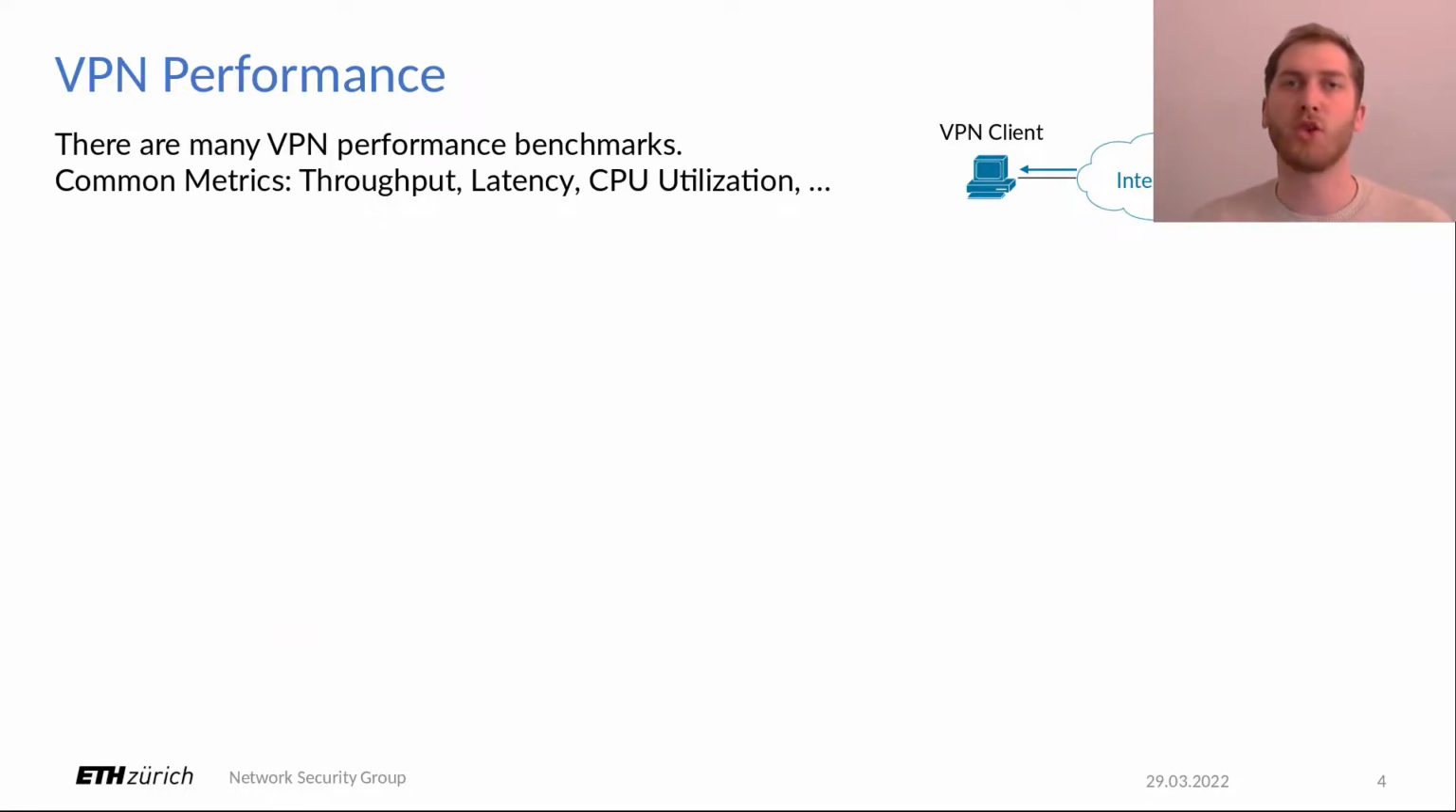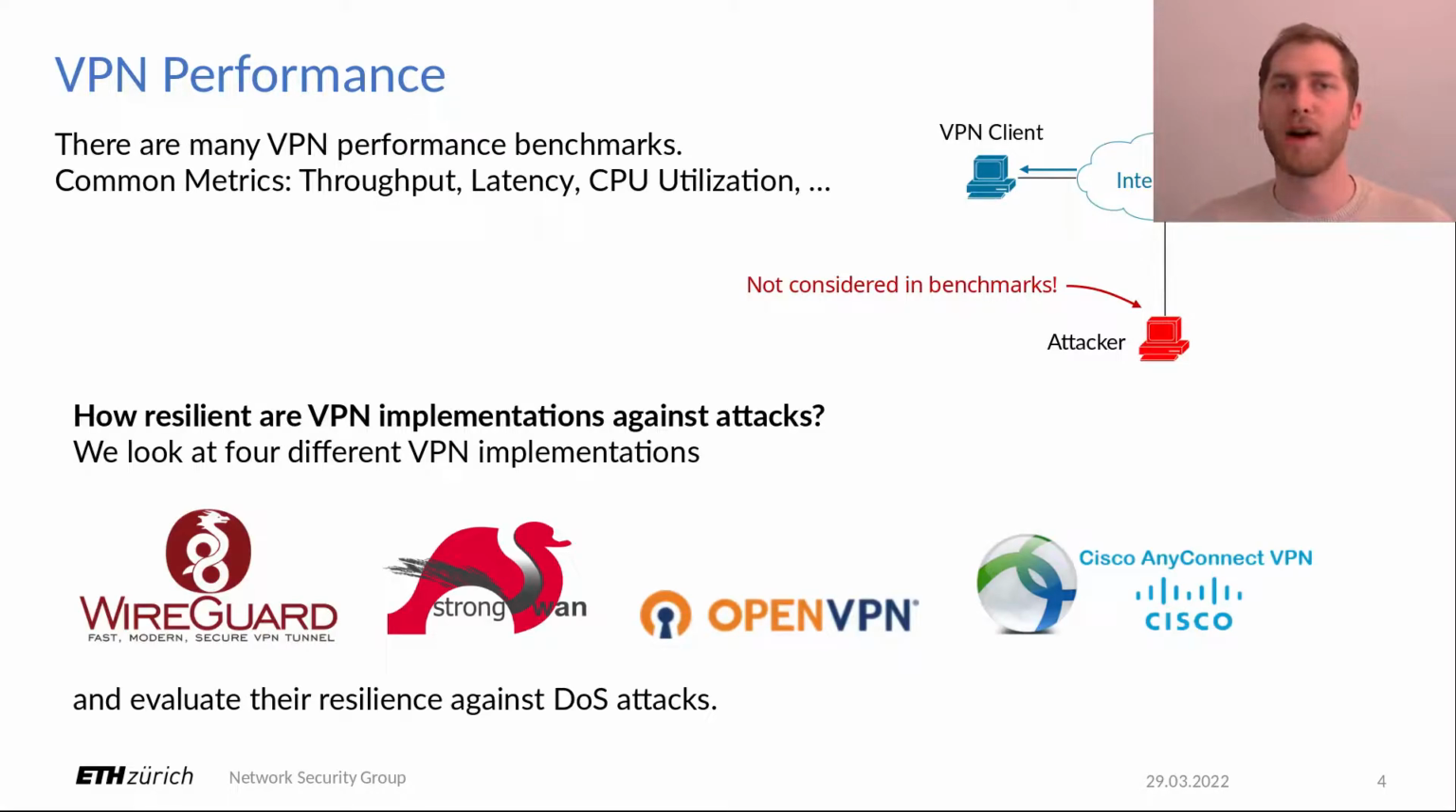However, such benchmarks don't account for an attacker in the setup. And therefore, the question arises, how resilient are VPN implementations against an attacker? In our research, we look at 4 VPN implementations: WireGuard, the IPsec-based strongSwan VPN, OpenVPN, and Cisco's AnyConnect. And we evaluate their resilience against certain DOS attacks.